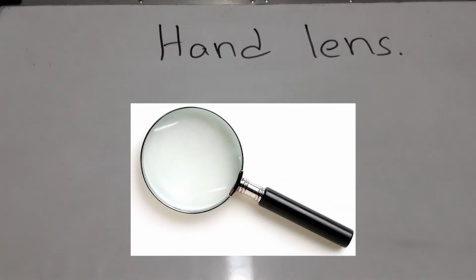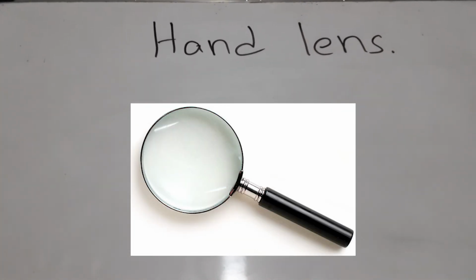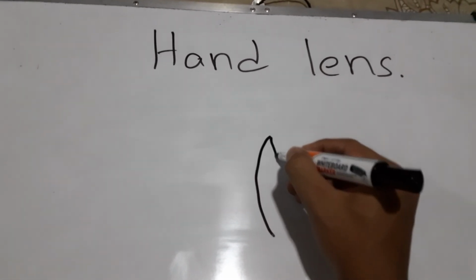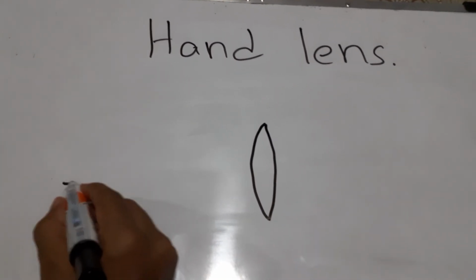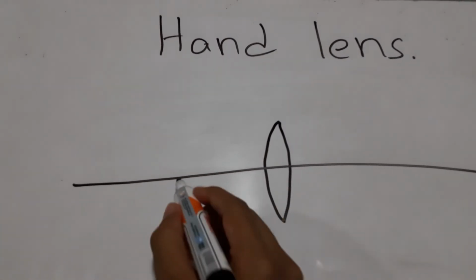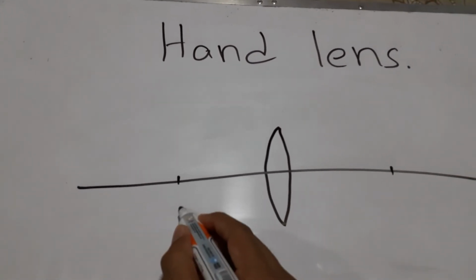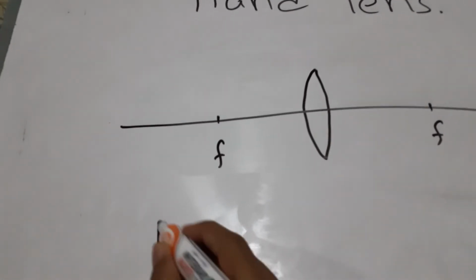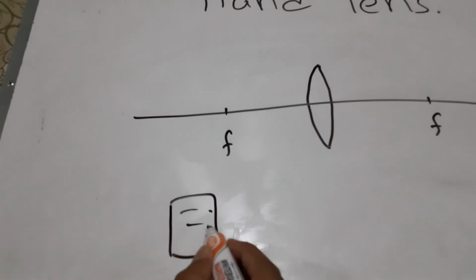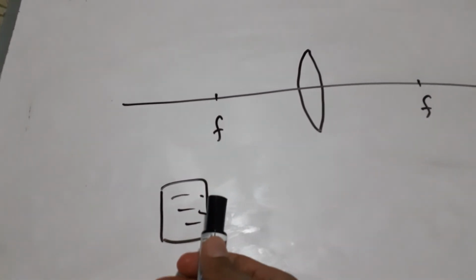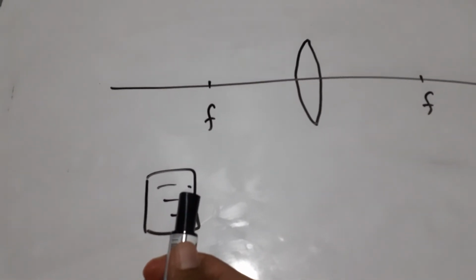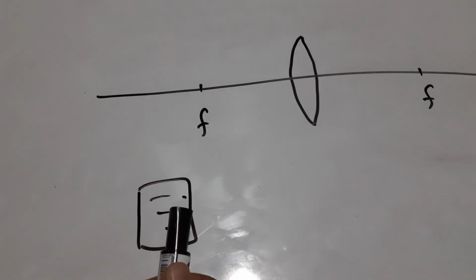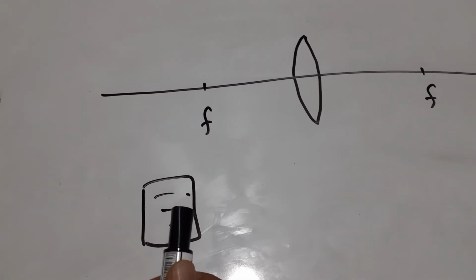Let's see how a hand lens gives us the enlarged, magnified virtual image. A hand lens contains a convex lens, right? So if this is the principal axis, let's say you have focal points at equal distance from the lens. Let's say you are reading a newspaper and you are keeping the hand lens near the newspaper. What you are doing is keeping the object in between the focal point and the lens.